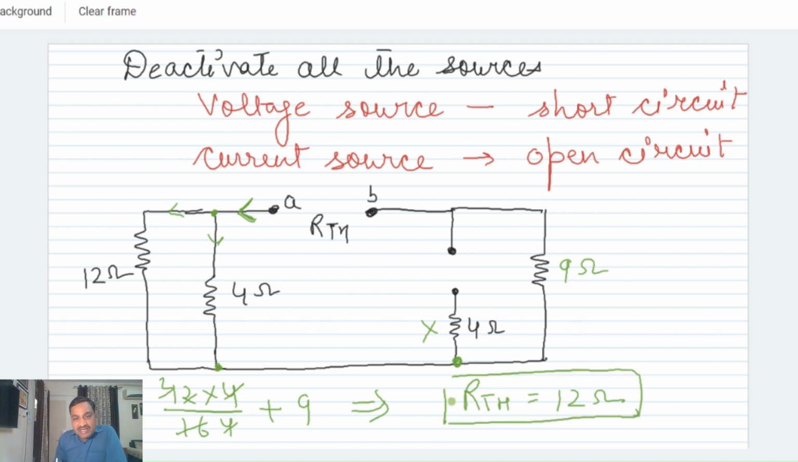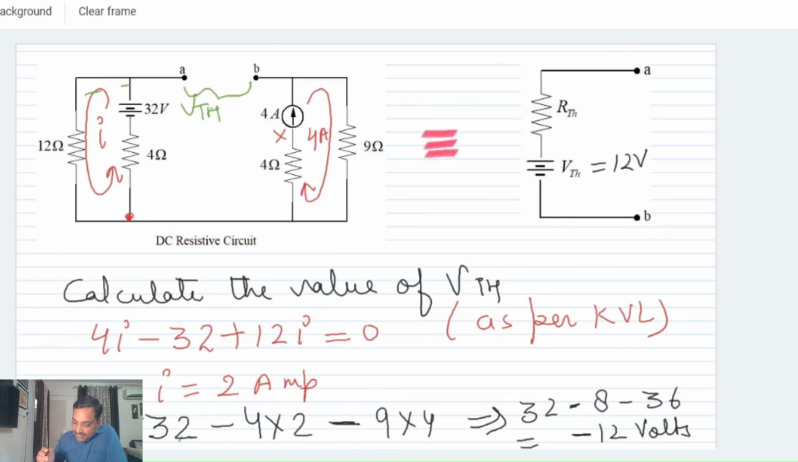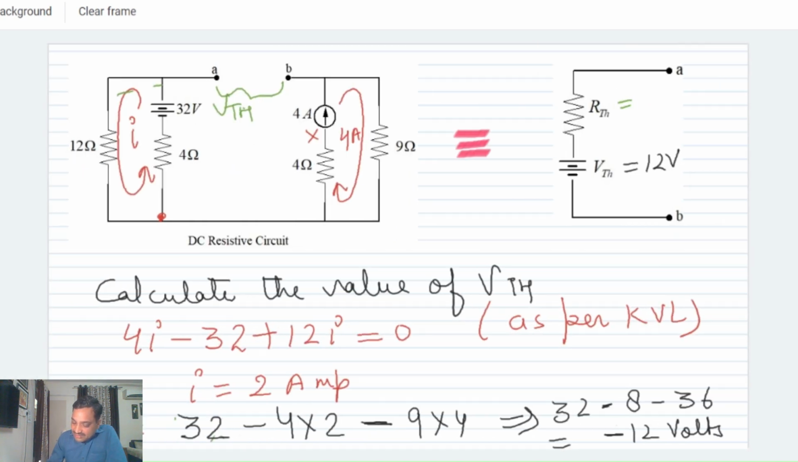In this way we can determine the net resistance, which is called the Thevenin's resistance for a network, and this RTH coming out is equal to 12 ohm. So now we have determined the value of VTH and RTH. But our final objective was to calculate the current flowing through the 6 ohm resistor that we had disconnected from the two open terminals A and B.